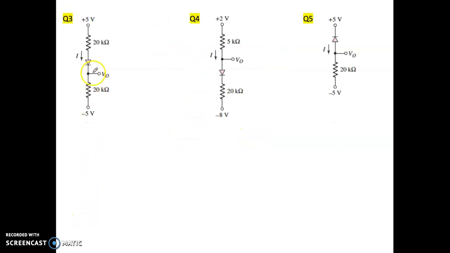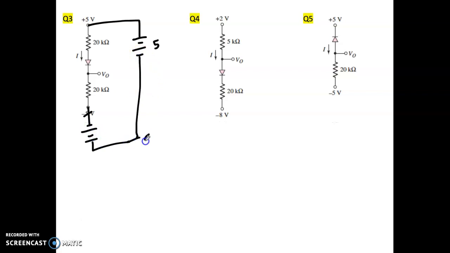Okay, let's see the third question. Again here, this question has two supplies. So what you need to do, again, complete the whole circuit. So it becomes 5. See, this is minus 5. So it becomes minus, plus, negative, plus. And where is your common ground? So this will be your common ground. So this will be divided by 5 because you already drew the minus here.